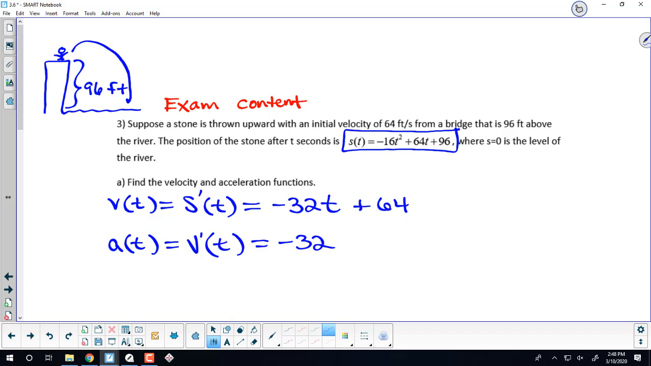So our velocity would have units of what? Velocity's units would be what again? Feet per second. Yeah, feet per second. We're given that too. Velocity is 64 feet per second. What are the units for acceleration? Feet per second squared. Yeah, feet per second squared.